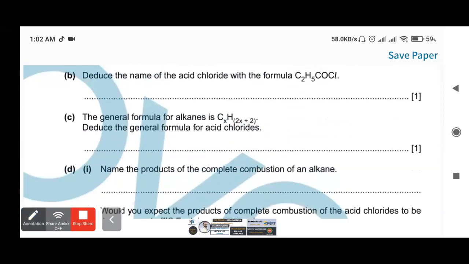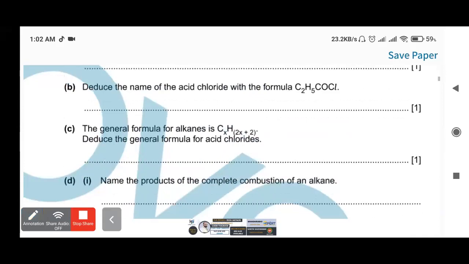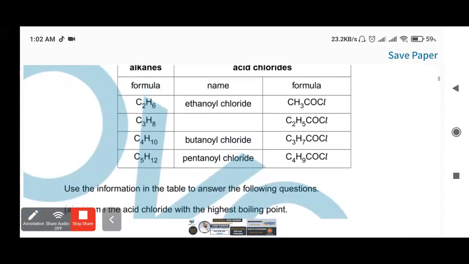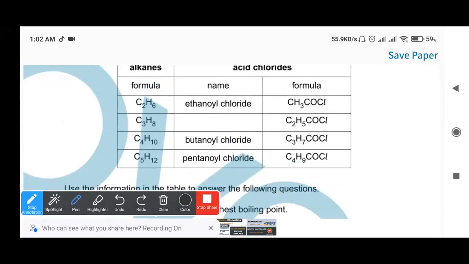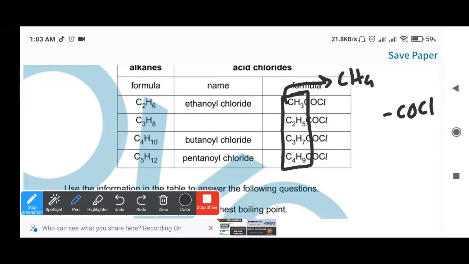Now the general formula. We need to deduce the formula of this homologous series. The COCl remains the same in all these cases, so let's write COCl. Now let's look at these parts. Can you deduce that they contain one less hydrogen atom than alkanes? An alkane is CH4, but here it's CH3. An alkane is C2H6, but here it's C2H5.